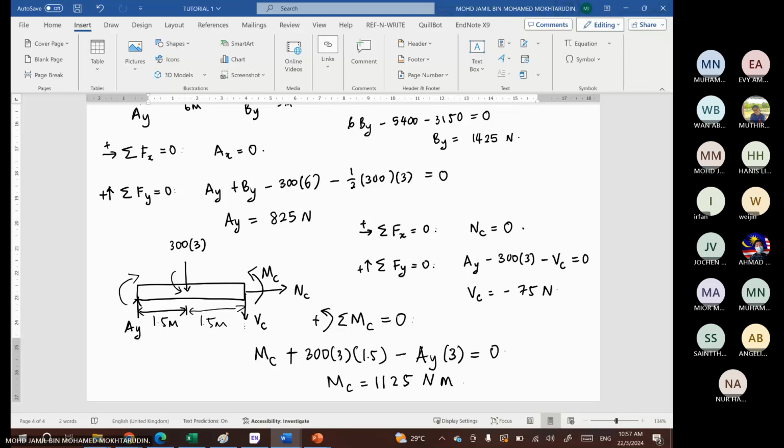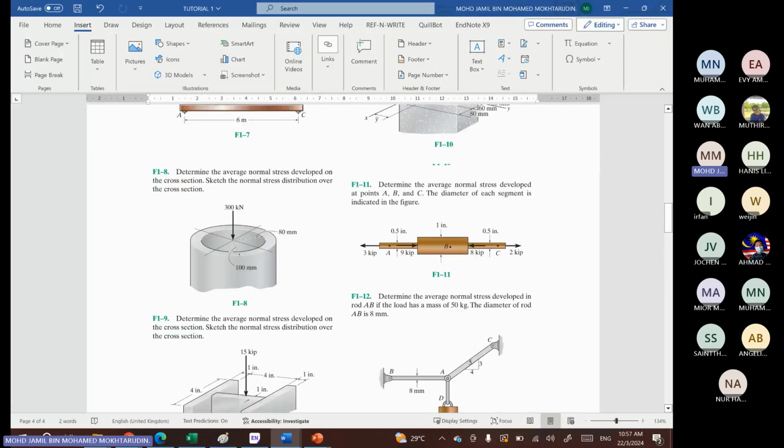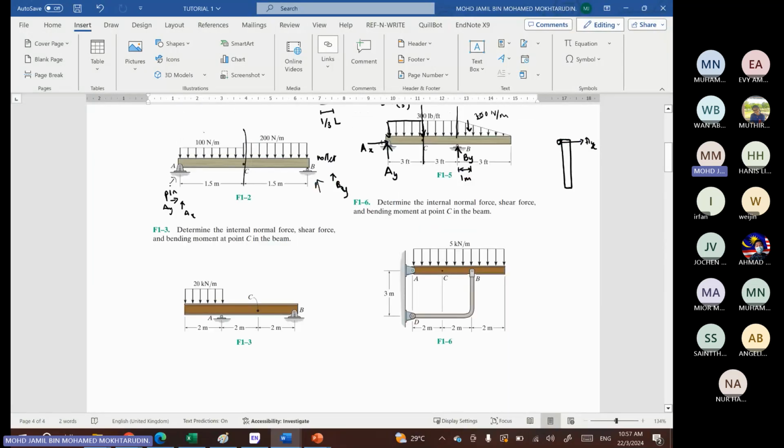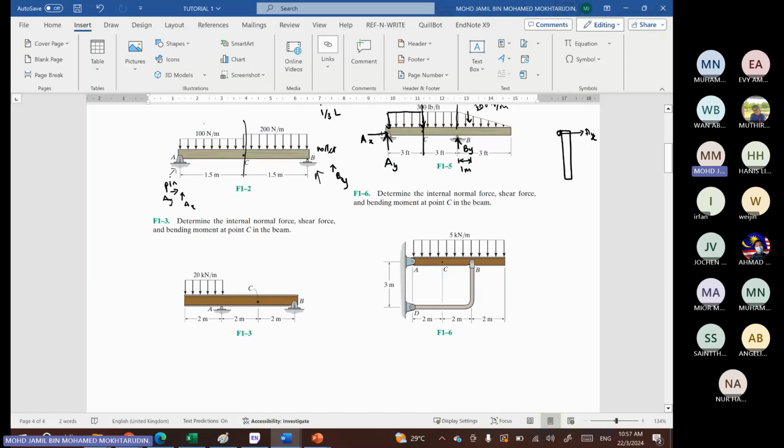Okay, kita proceed dengan tutorial soalan terakhir lah, soalan nombor 6. Question number 6: determine the internal normal force, shear force and bending moment at point C in the beam. Here we have pin support at A. So pin support kita boleh pecahkan jadi AY, AX.